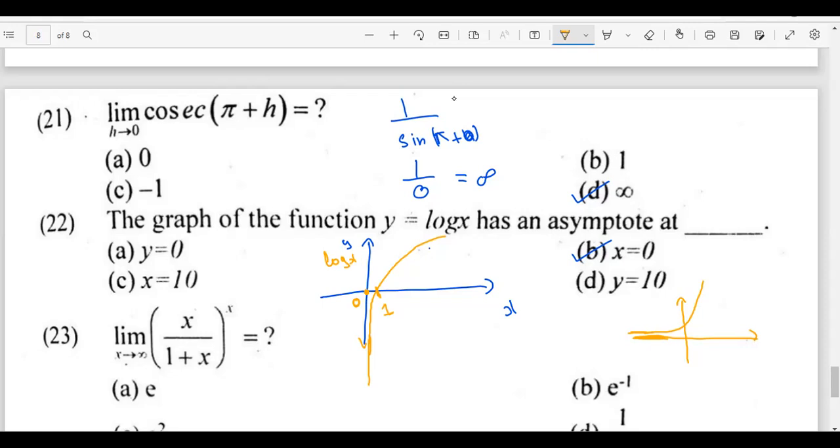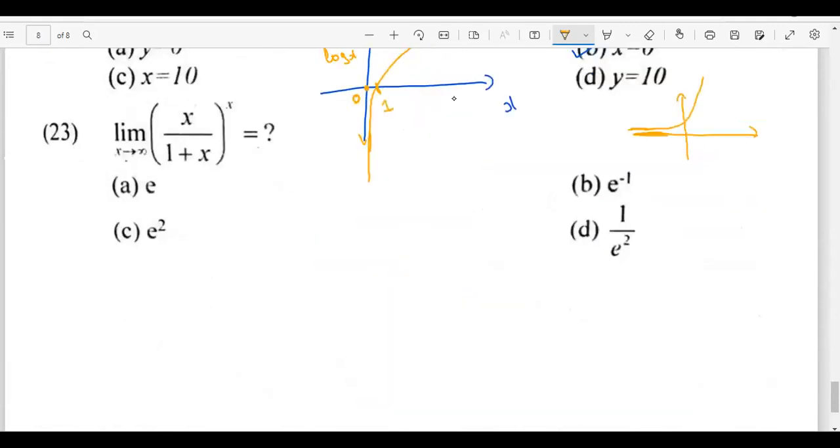Okay, perfect. And then this is the example where you need to use that. Okay, let's do this now. It says limit x approaching infinity of (x over 1 plus x) to the power x. So we are going to get infinity over infinity, to the power infinity, and this is certainly not an acceptable form, so we need to do something about it.